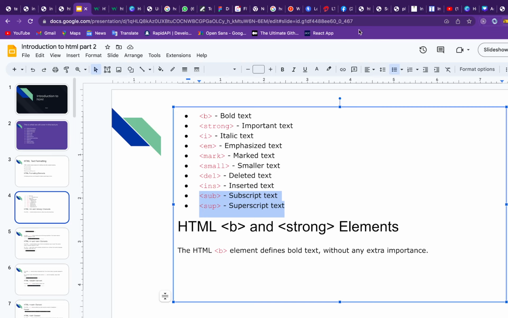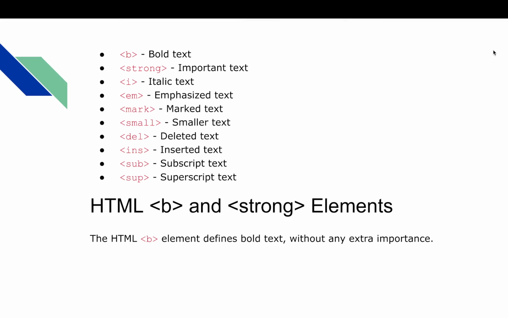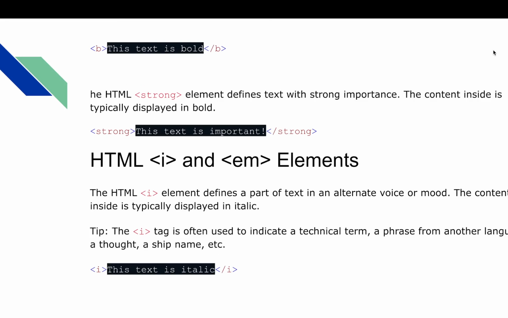Let's proceed to the next one because we have so many slides. So let's move to the next one. If you look at it, this is an example of the B element. I've shown the example, you have seen it. So the open bracket B, this text is bold, right? Close it.